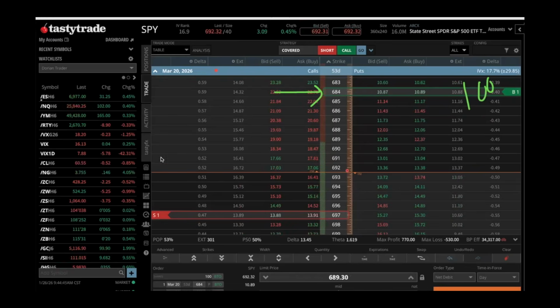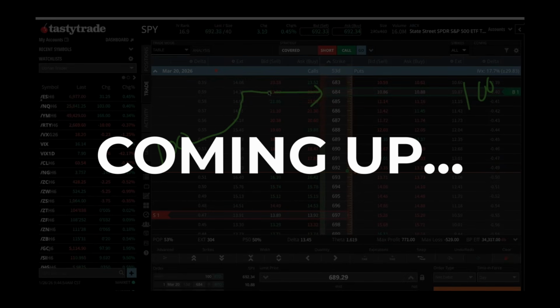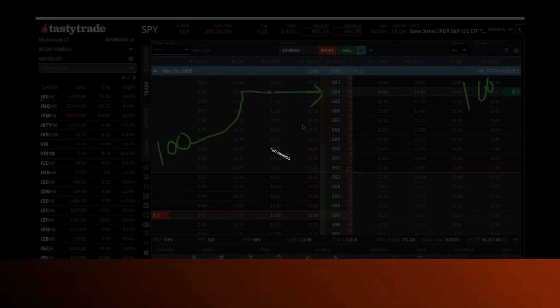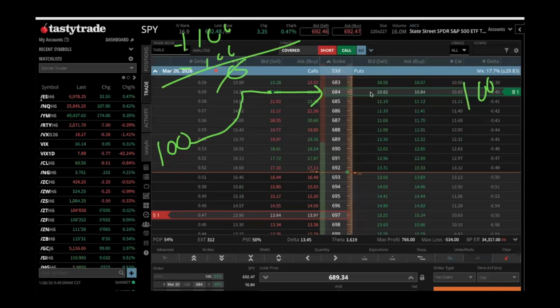We have 100 shares because we're doing the covered call, now the collar. So when our shares drop, and once they hit this 684 strike price, that's when we stop losing because they offset each other. These shares are bullish, these shares are bearish. So if you take 100 shares of bullishness and you take 100 shares of bearishness, what does it do? It offsets each other. So we can't lose anymore to the downside.